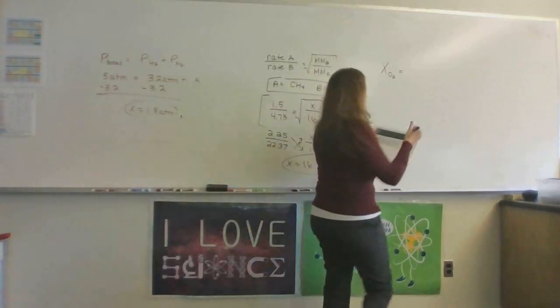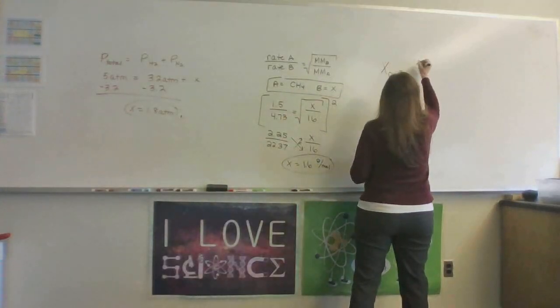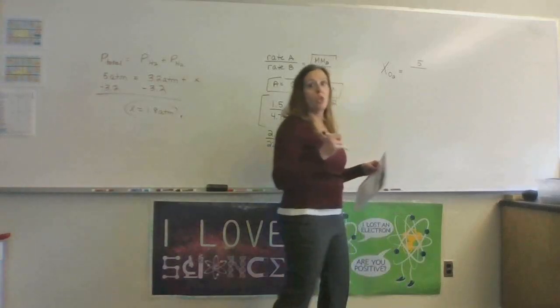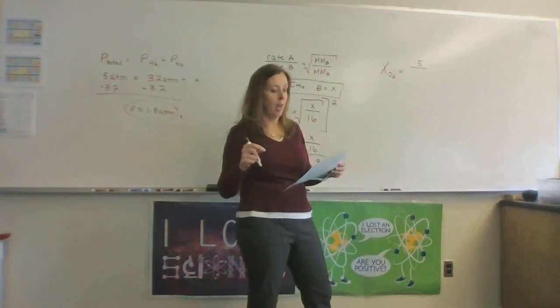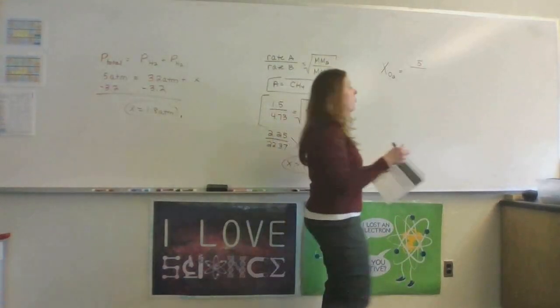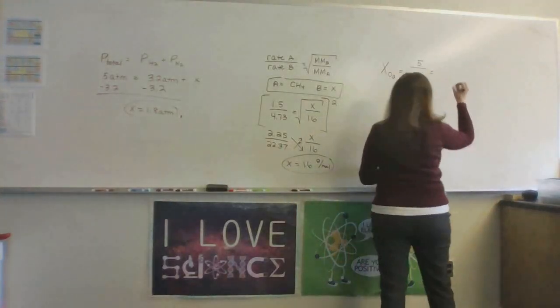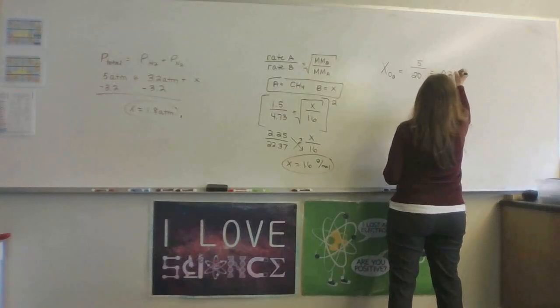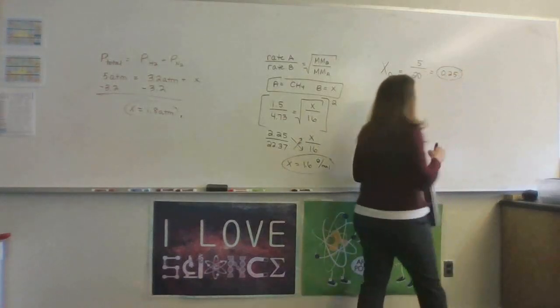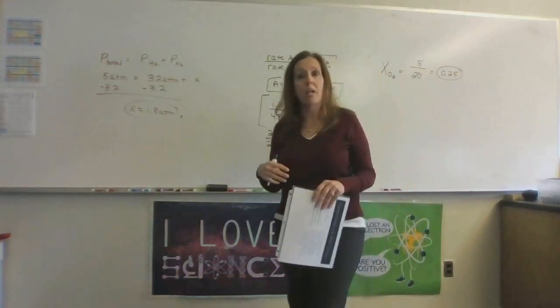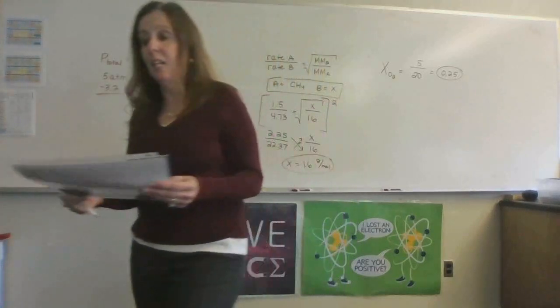So oxygen in this problem, there's 5 moles. I'm going to put that over the total number of moles. So that's 5 plus 3 plus 12, which is 20. That reduces to 0.25. That's my mole fraction. That's how easy it is.